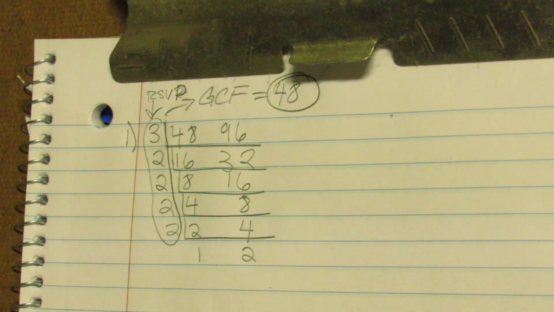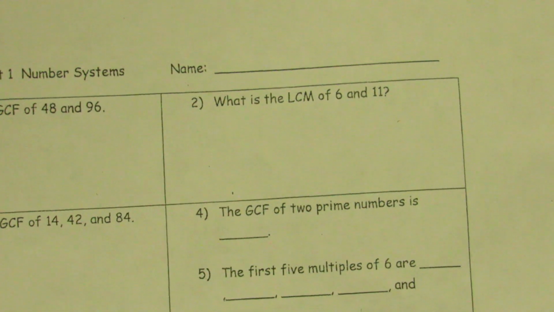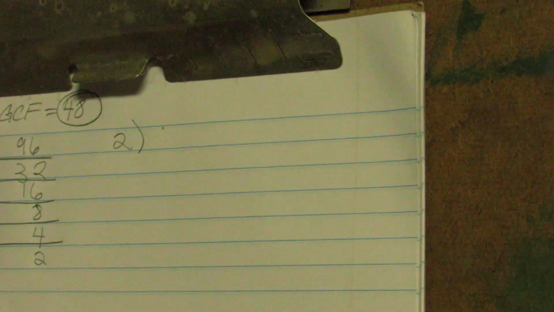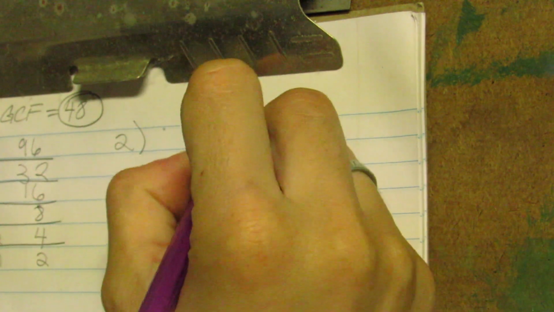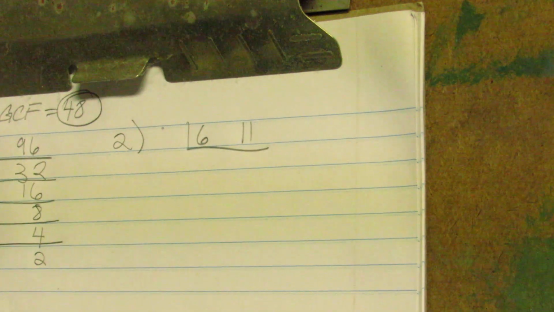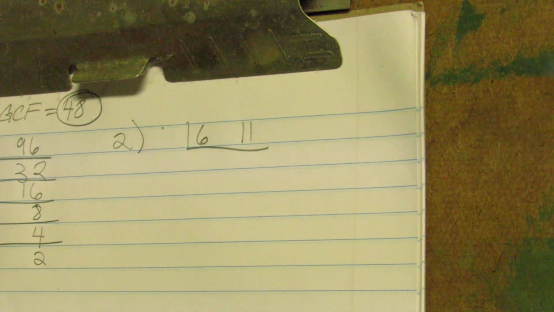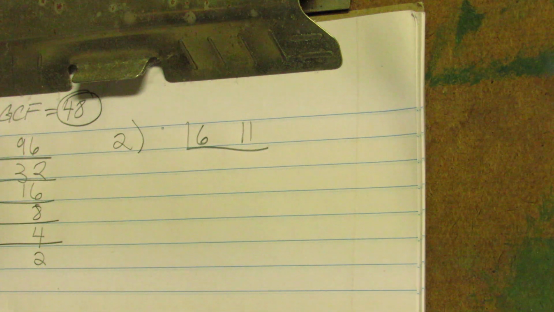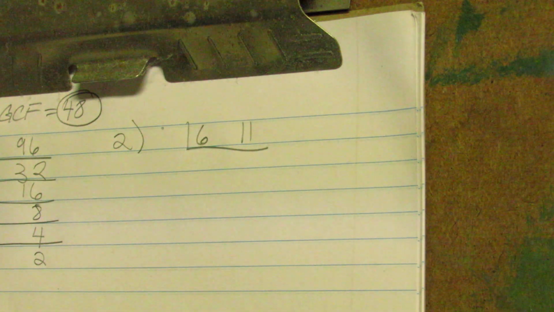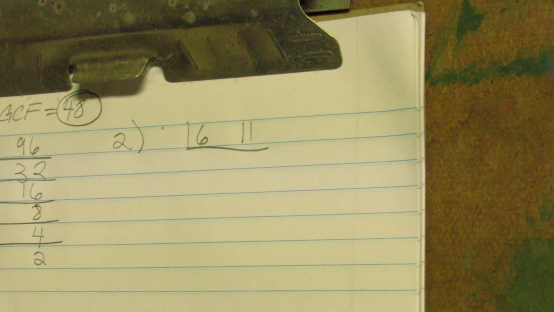Alright, moving on to number 2. Let me scoot that over. Number 2 says, what is the LCM of 6 and 11? Now, LCM stands for least common multiple. So you're going to be multiplying. Now, there's a trick. If you guys forgot the trick, I will show you the trick. But if you don't, remember, let me show you with the ladder.